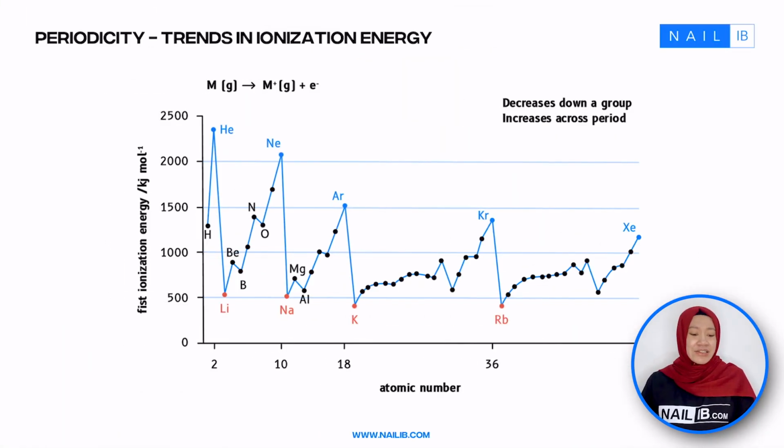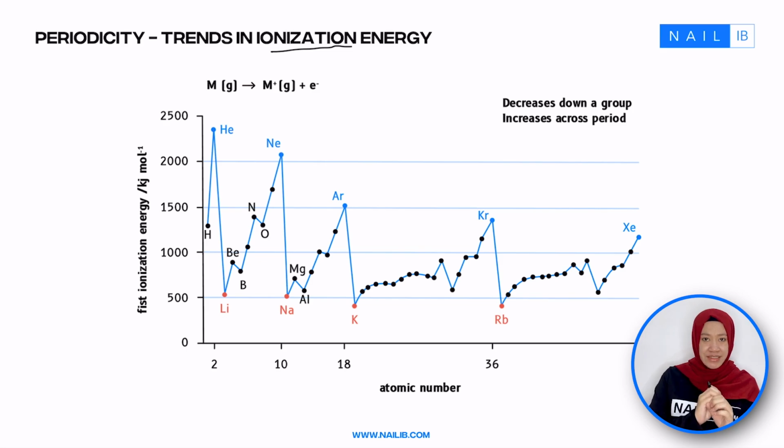Okay, next, let's continue with ionization energy. It is the energy required to remove an electron from a gaseous atom. Between the ionization energy and atomic radius, there is a correlation. So now, when we have a bigger atomic radius, the attraction between the nucleus and the electrons is getting weaker, compared to the atom that has a smaller radius. So it will be easier to remove the electron, therefore it requires less energy.